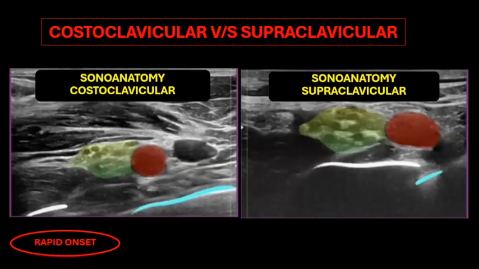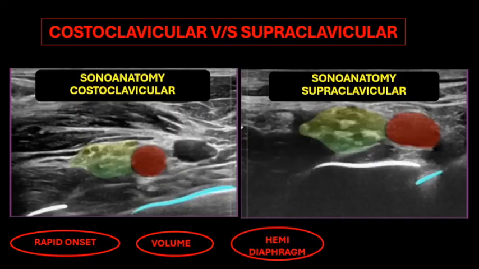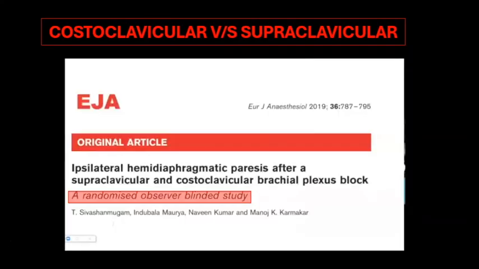So if you instill a small amount of drug at the costoclavicular space, there will be a rapid onset of action of the block as compared to supraclavicular. The volume required in a narrow, compact space will also be less as compared to supraclavicular. And as we are using this low volume and going far distal to the phrenic nerve, chances of hemidiaphragmatic paresis in this block are very rare. And as we are going far away from the pleura, the chances of pneumothorax are very low.